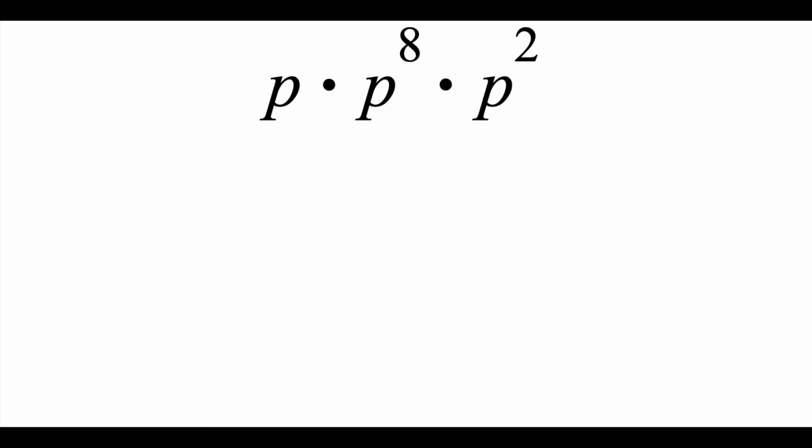Or if we look at this example, we've got p times p to the 8th times p squared. Now we've got 3 things being multiplied together. We're still going to check the bases first. All of these are base p. Now we're going to look at the exponents. The first one doesn't have an exponent on that, so that means that there's an implied power of 1. Then we've got this 8, then we've got this 2. We're going to add all those powers together. We leave the base the same, so we've got p. Add the powers together. 1 plus 8 is 9, plus 2 more is 11. So we get p to the 11th power.